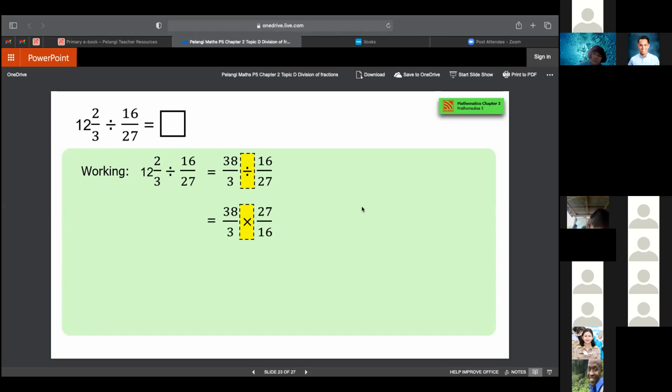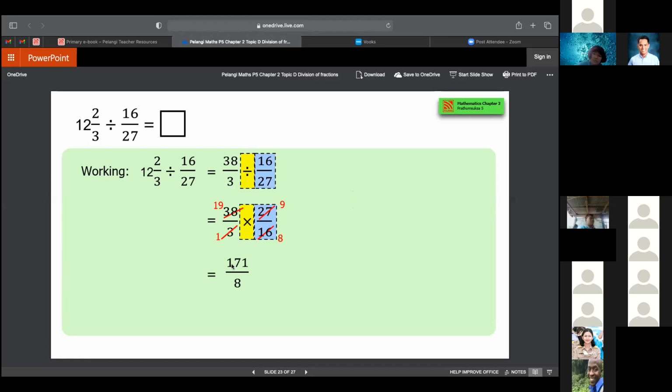Okay, look at the numbers. 27 and 3, 38 and 16. We can divide them. Okay, 3 and 27 divided by 3. 3 divided by 3 is 1. 27 divided by 3 is 9. Okay, next. 38 and 16. Both can be divided by 2. 16 divided by 2, 8. 38 divided by 2 is 19. So you have a new number. 19 times 9, 1 times 8. 19 times 9 is equal to 171. 1 times 8 is 8.